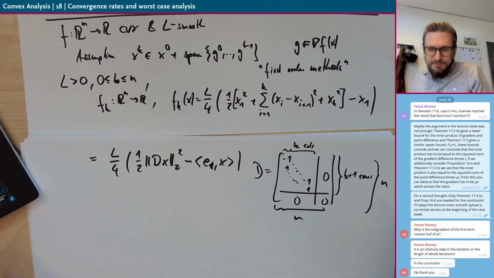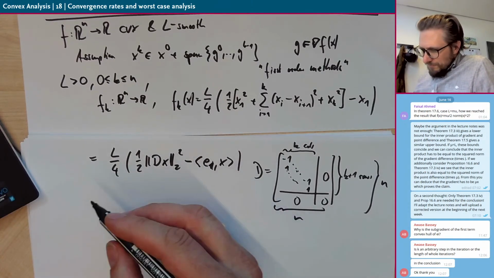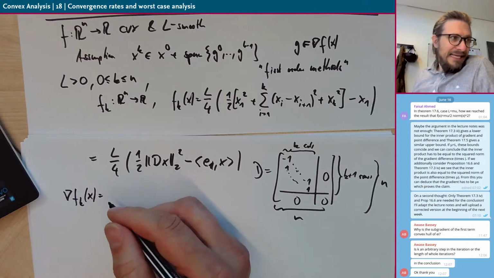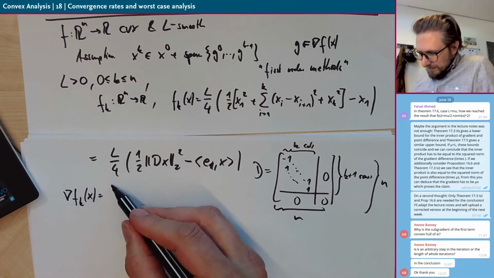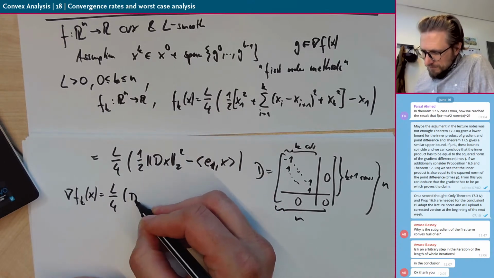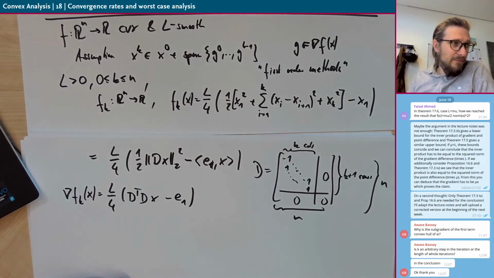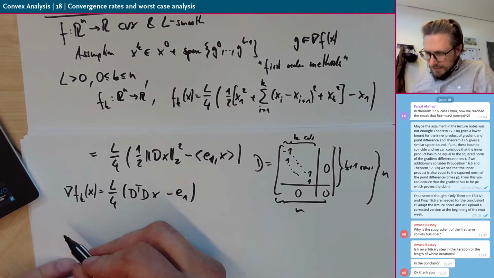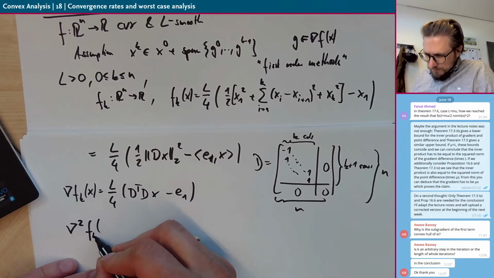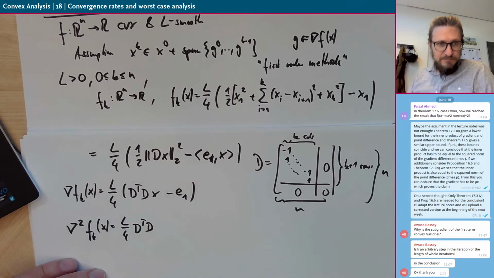Nice. If I know this representation of the function, it's pretty simple to calculate the gradient. Of course you get an L over 4 here from this constant, it just stays there. This gives you D transpose D times x, and this just gives you the first basis vector. And also the Hessian is straightforward to compute, because this is linear in x, the second derivative, so the Hessian is L over 4 times D transpose D.